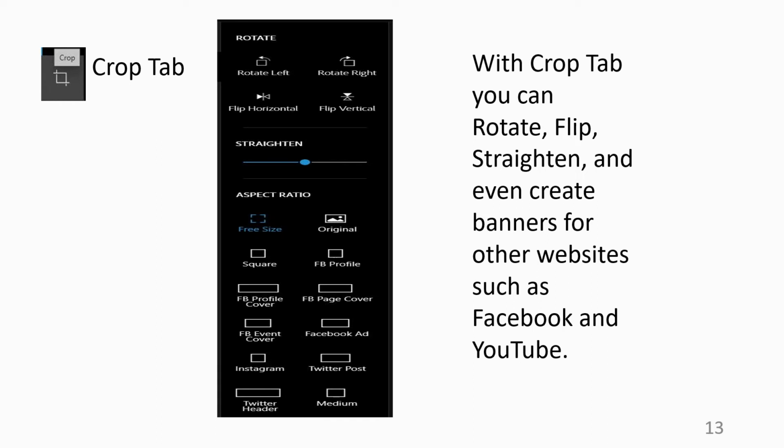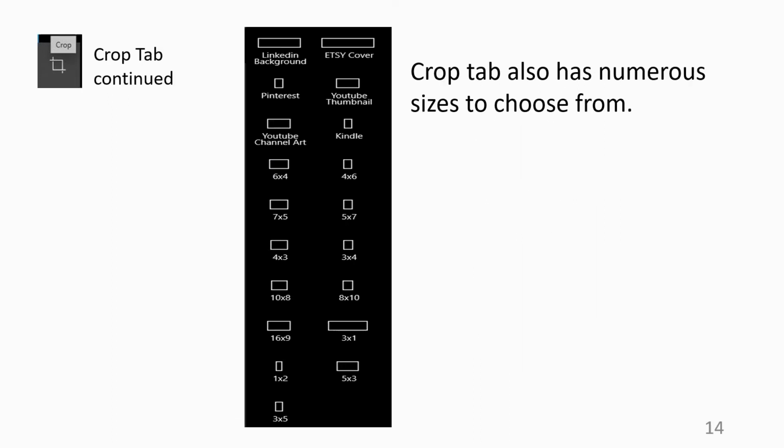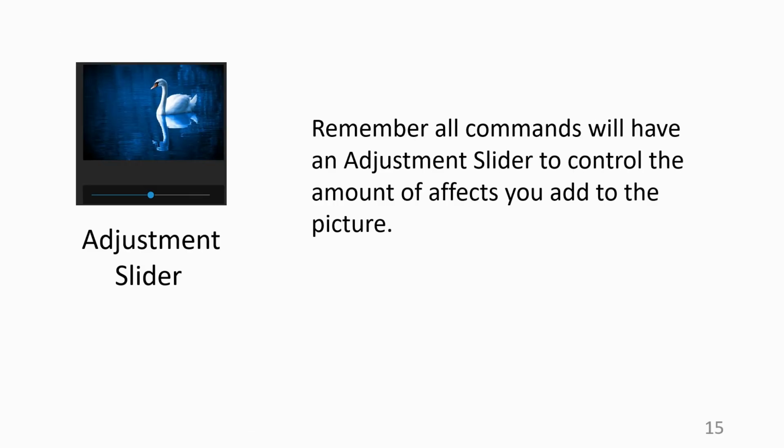Crop tab. With Crop tab, you can rotate, flip, straighten, and even create banners for other websites such as Facebook and YouTube. Crop tab continued. Crop tab also has numerous sizes to choose from. Adjustment slider. Remember, all commands will have an adjustment slider to control the amount of effects you add to the picture.